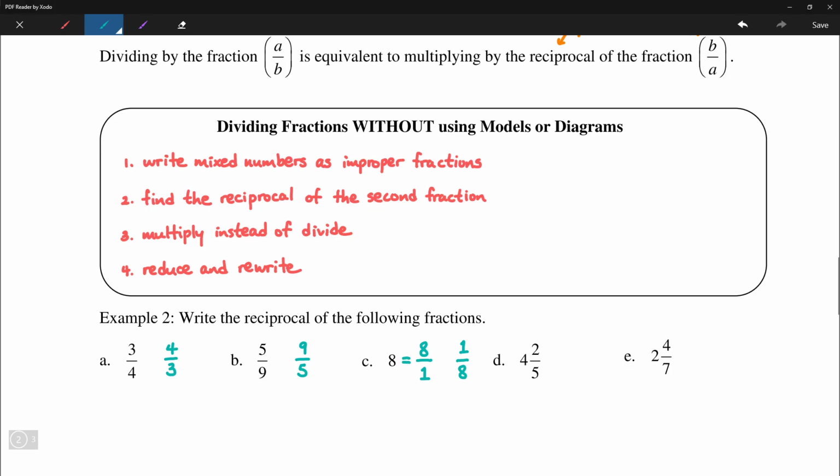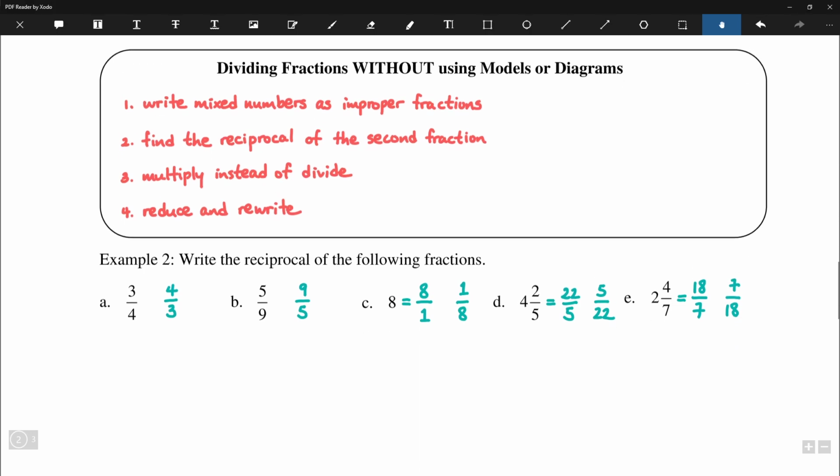From there, we have a couple of mixed numbers. In order to find the reciprocal of a mixed number, we need to rewrite it as an improper fraction first. So in this case, 4 2/5 is the same as 22 over 5, so the reciprocal will be 5 over 22. Likewise, 2 4/7 is the same as 18 over 7, so its reciprocal is 7 over 18.